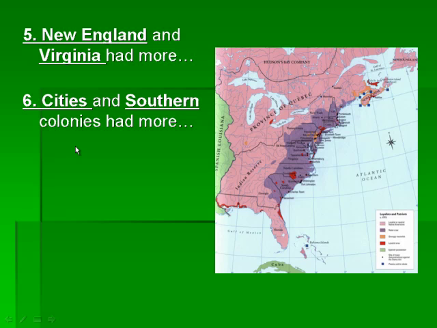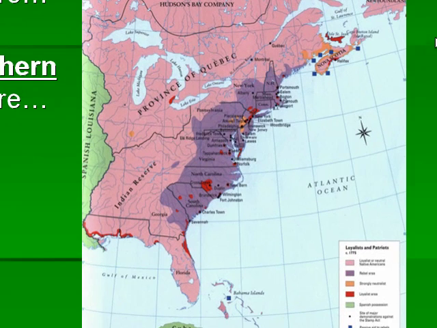In New England and Virginia, there were more patriots, and then in the cities and the southern colonies, there would be more loyalists. If you look over here at this map, you will notice that the red areas are where loyalists are, and that is exactly right around some larger cities.